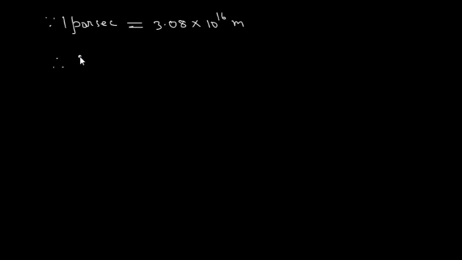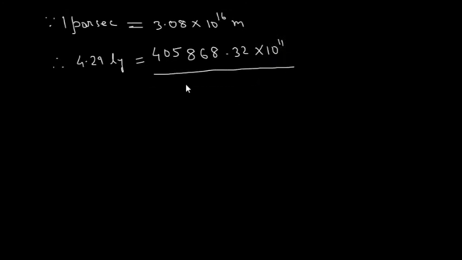Therefore, 4.29 light year is equal to 405,868.32 into 10 to the power 11 upon 3.08 into 10 to the power 16, which is equal to 1.32 parsec.